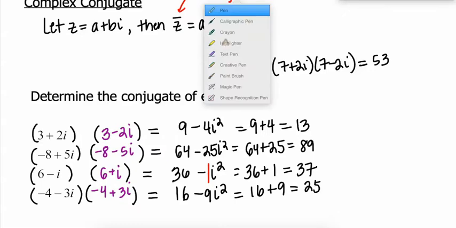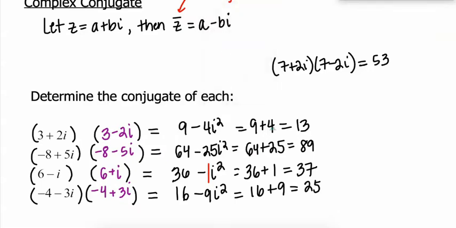So what I want you to take a really close look at is the fact that in every single circumstance we're adding two positive numbers together. That's the first thing. The second is we're taking the a value and multiplying it by itself. So 3 squared is 9. And we're taking the b value, which is the coefficient of i, and multiplying it by itself, giving us 4. 2 times 2 is 4.